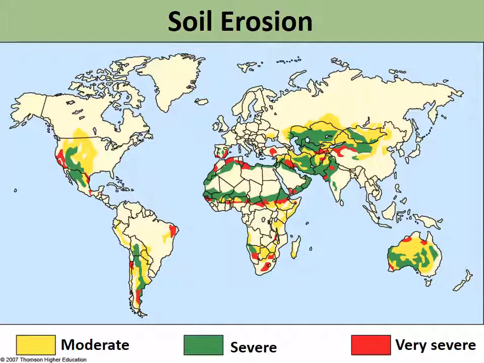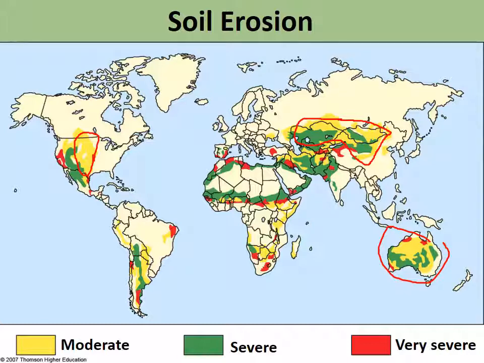So if you look at this, it shows you moderate soil erosion is in yellow. Okay, so Great Plains in the US, moderate soil issues. Okay, most of Asia, upper part of the Middle East, you've got lots of soil erosion. Same thing over here, Australia.